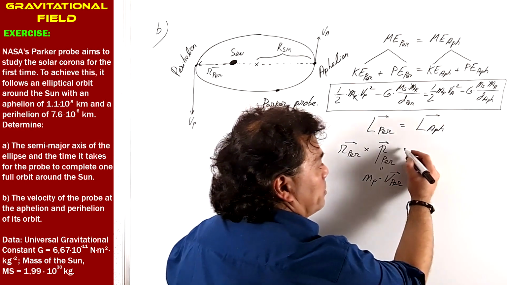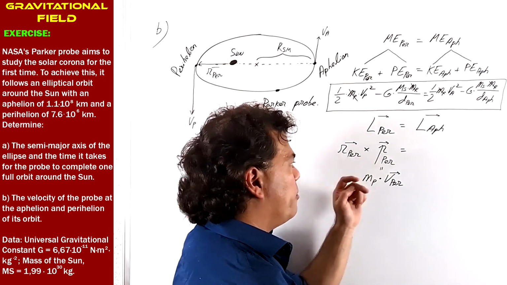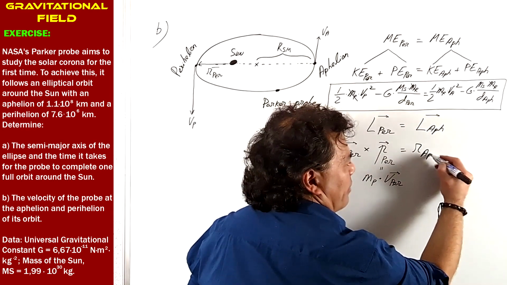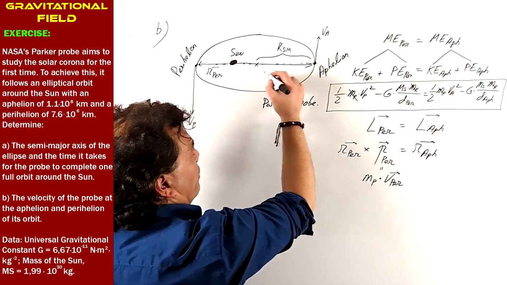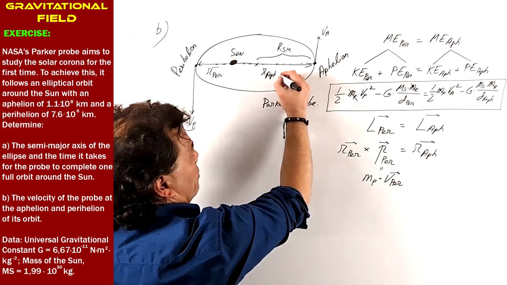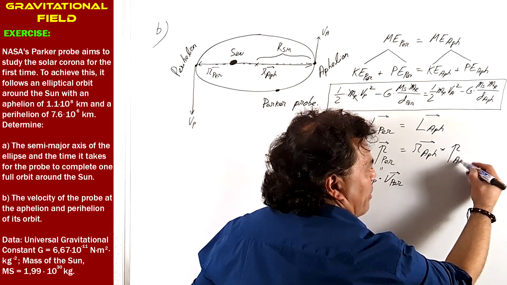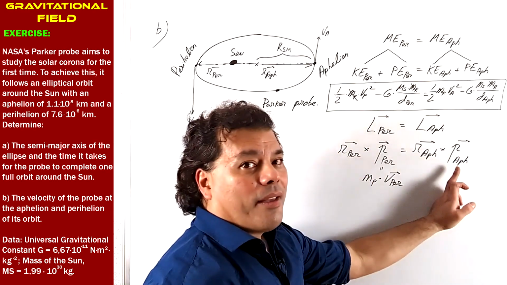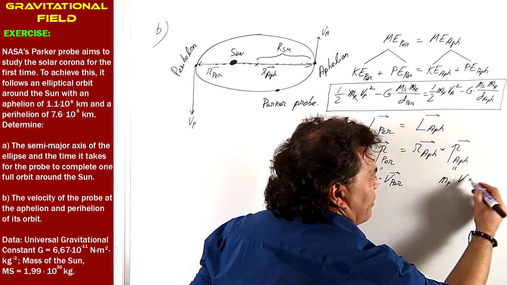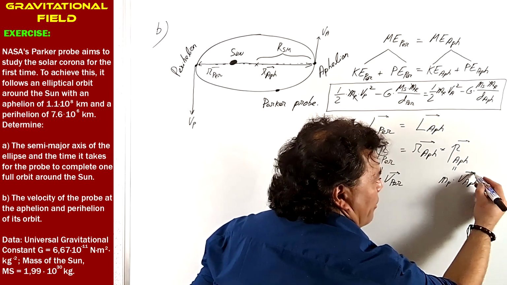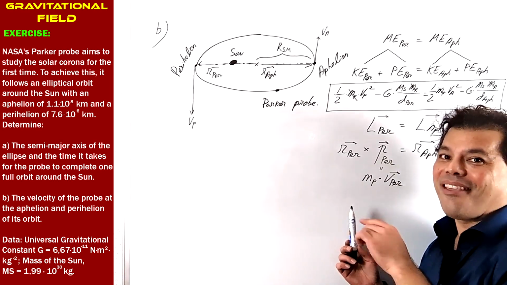The same way, the angular momentum at the aphelion is defined as the cross product between the position vector at the aphelion, and this is the position vector at aphelion, cross product, the linear momentum at the aphelion. And the linear momentum is defined as the mass of our probe multiplying the velocity vector at the aphelion. Right? Please don't stop the video and don't be scared with this mathematical treatment. We are not diving into it.